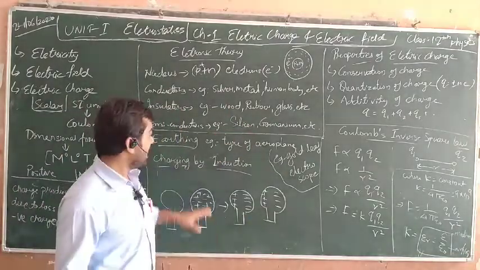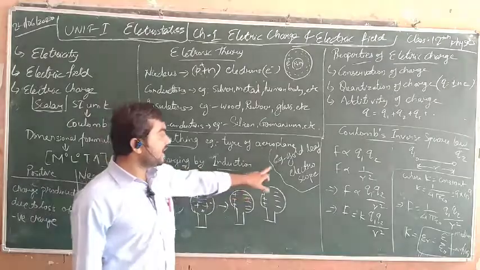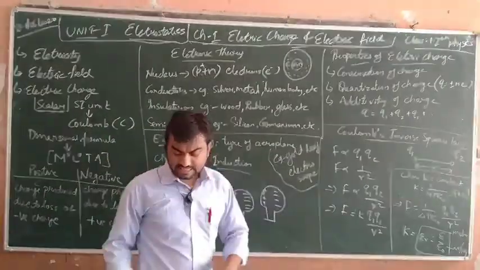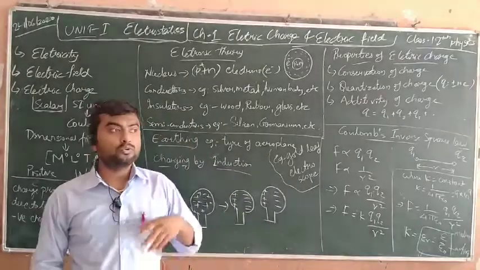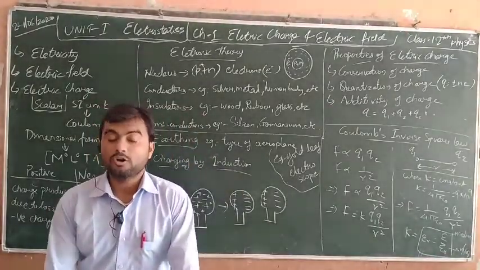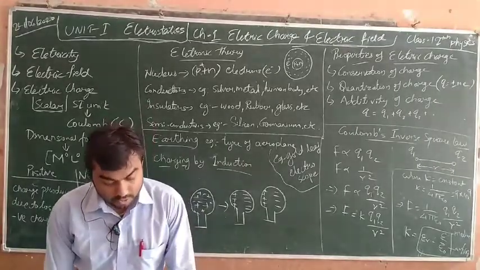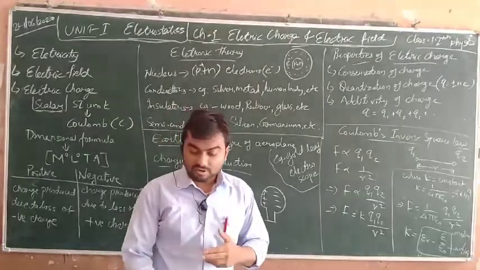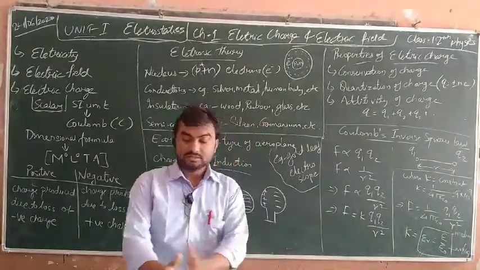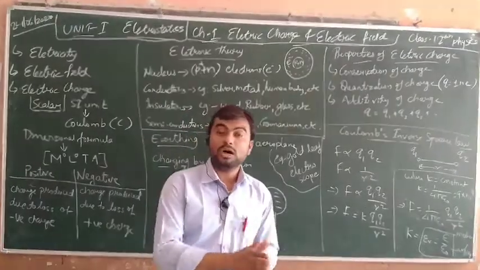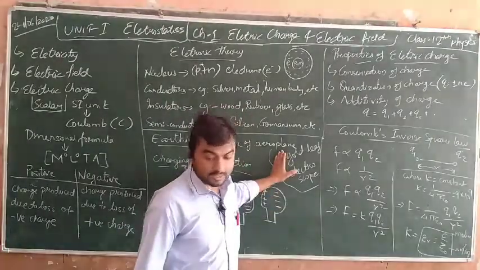So again, for charging by induction, there is an example, the gold leaf electroscope. What does this electroscope do? It is a device to know whether any substance is charged or not. This apparatus is used to detect the presence of any charge on a substance. If there is any charge on that substance, this electroscope will identify it.